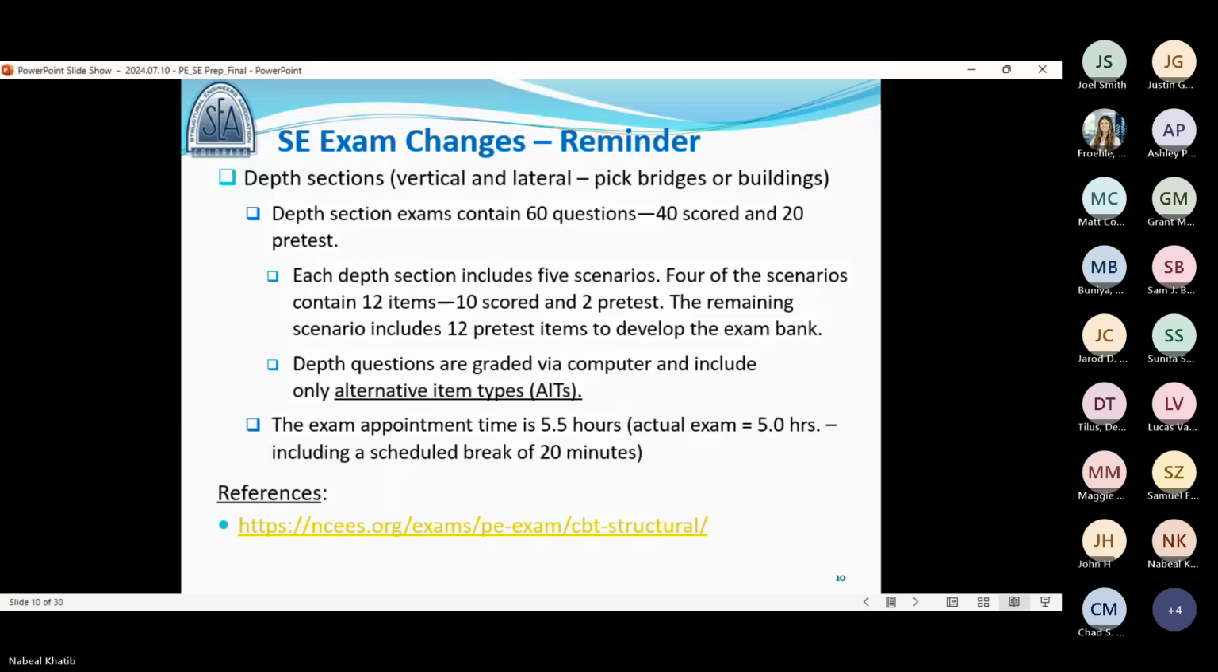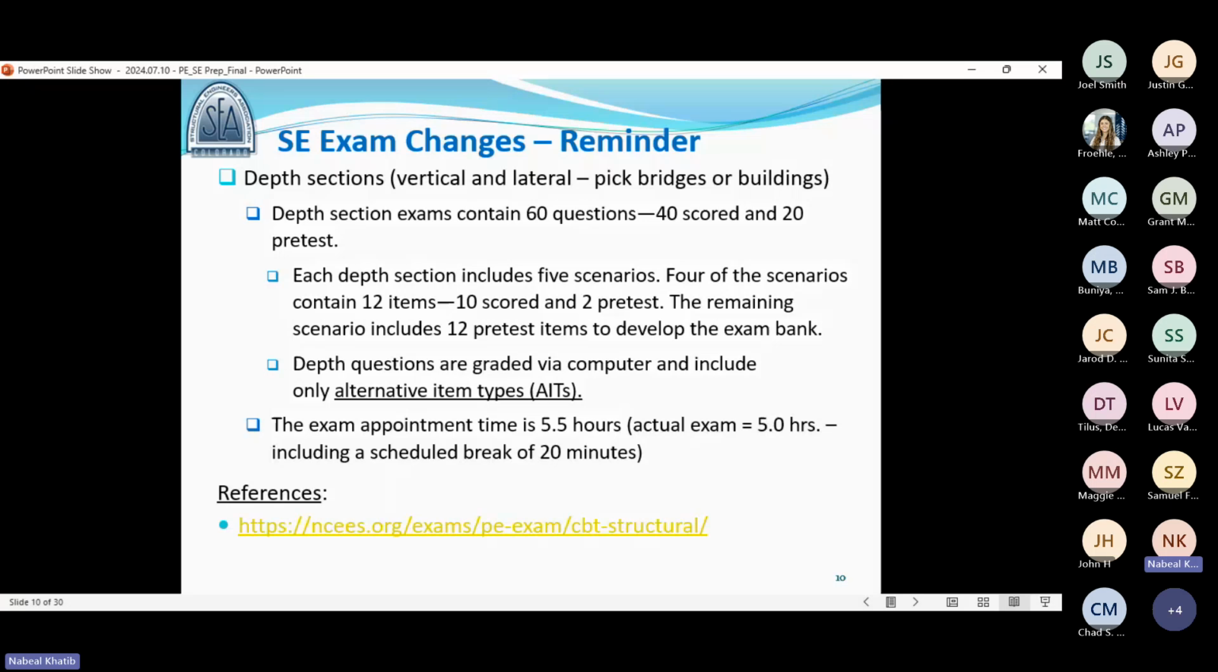But they're not going to grade 60 questions. They're going to grade only 40 questions. How it works, the 5th scenario is completely pretest. So that's 12. So now we're missing 8 problems. Each of these scenarios, 2 of the 12 will be pre-test questions. So 2 times 4, that's 8. 8 plus the last scenario, which is 12 questions. So 8 plus 12, that is 20 problems.